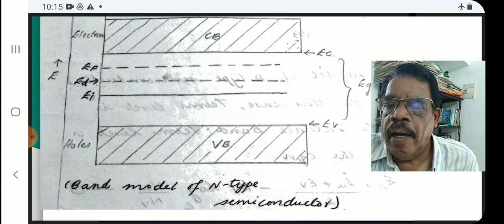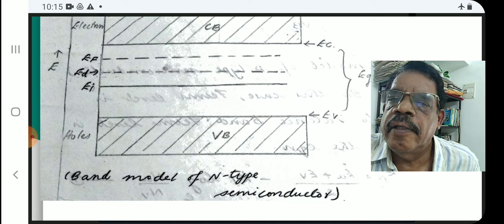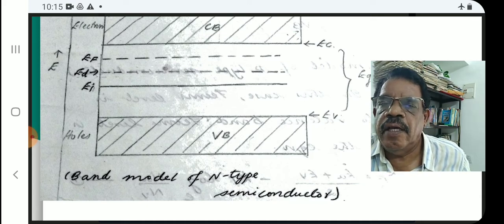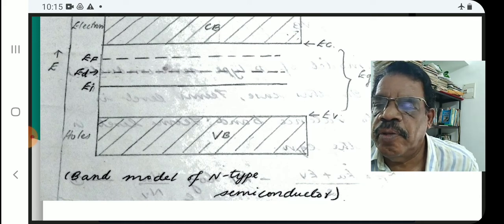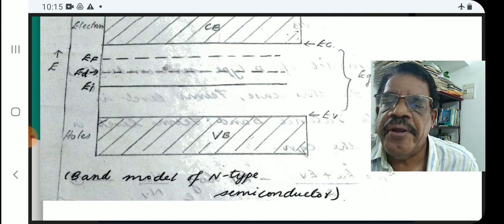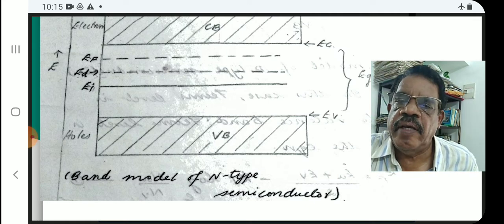The description of the diagram is written just below. Band model of N-type semiconductor, N-type extrinsic semiconductor.